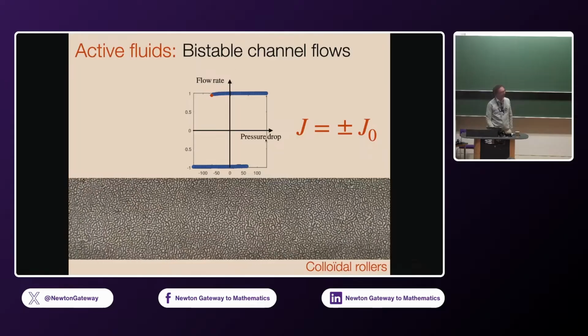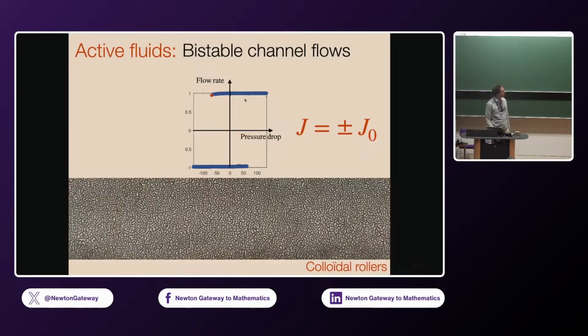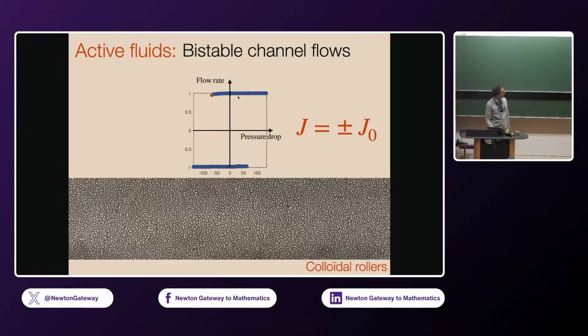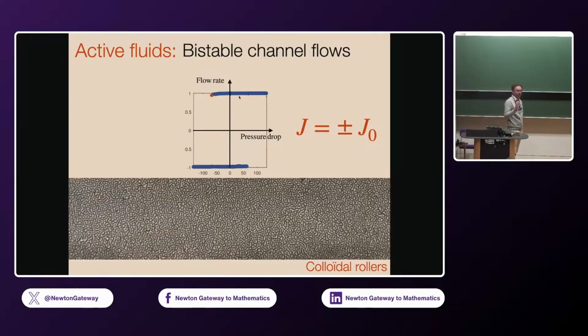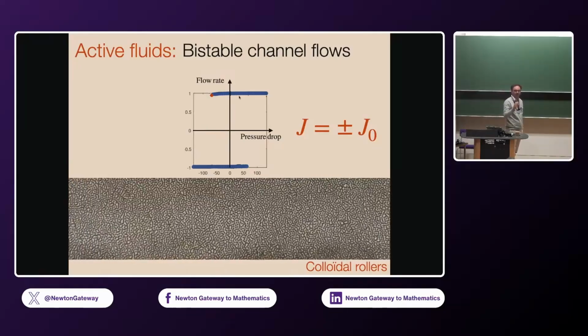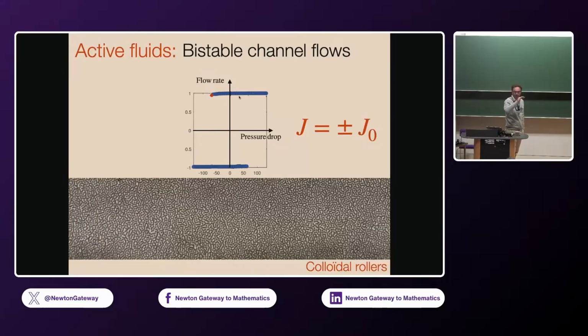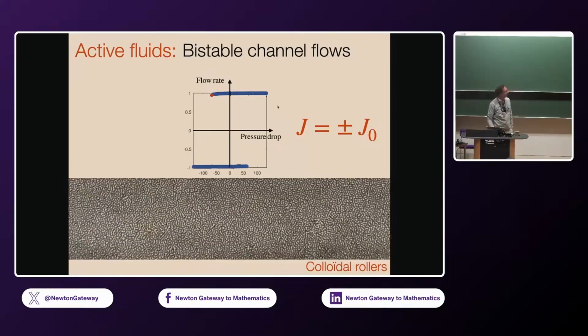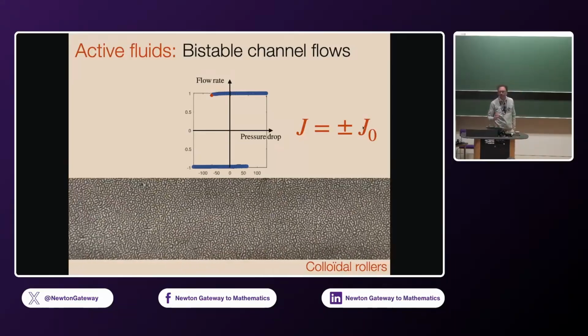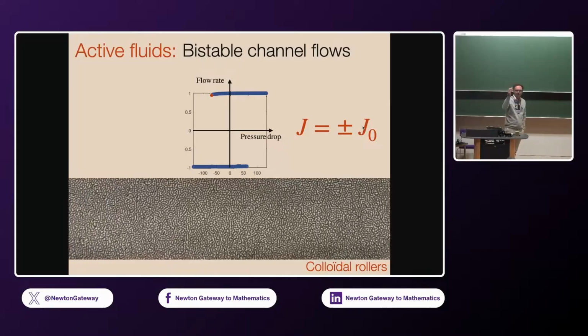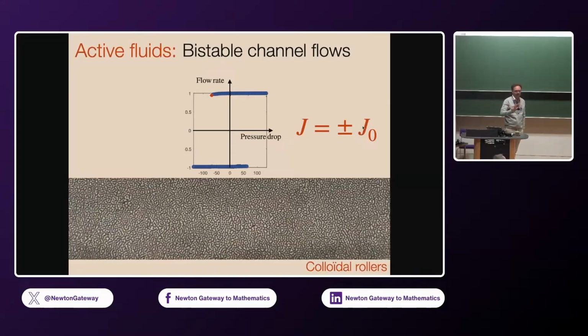So we measured the pressure flow rate relationship, and what you can see is that over a range of pressure drops, the fluid just doesn't care. It flows at a given flow rate, and that's it. So we really have a bistable system. The mass flux is either plus J0 or minus J0, and basta.